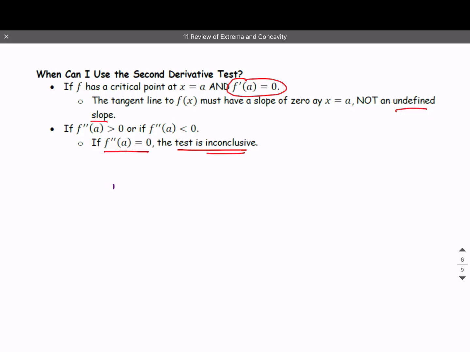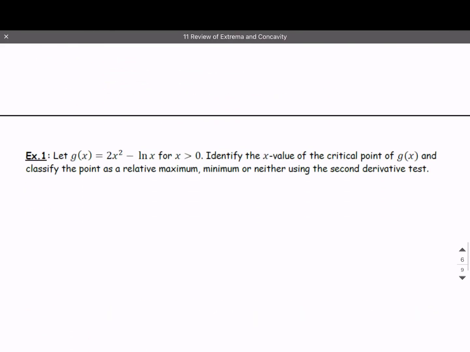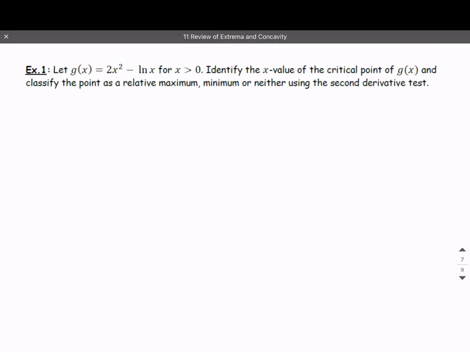I will tell you that this test is very useful with optimization problems. This is when we start using applications of the derivative into real-world situations and word problems. This is when that test becomes very helpful. But let's take a look at an example, okay?